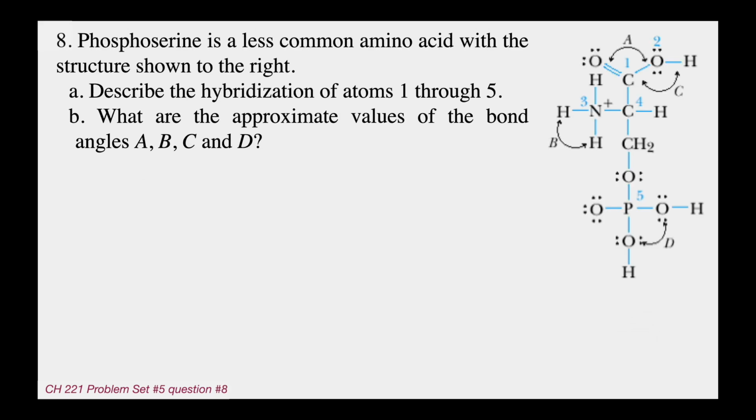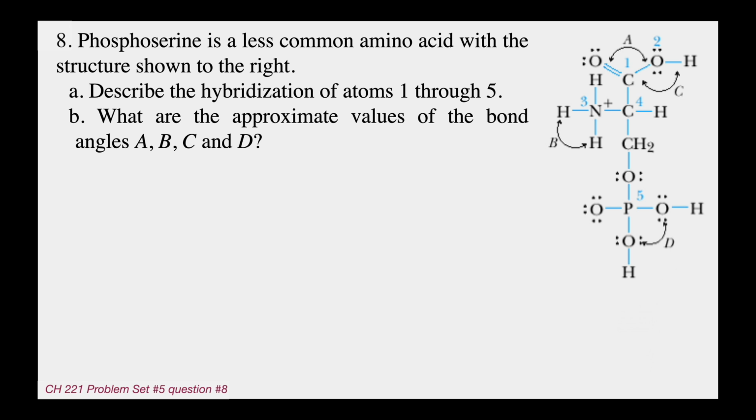This compound is called phosphorine. It's a less common amino acid, and there's the structure for it right there. And what I'd like you to do is describe the hybridization of atoms 1 through 5 and the angles of bonds A, B, C, and D. So for this problem, we're jumping back to hybridization, Lewis structures, stuff like that.